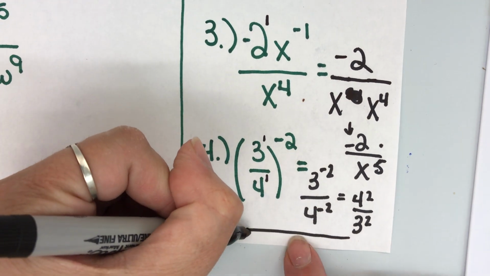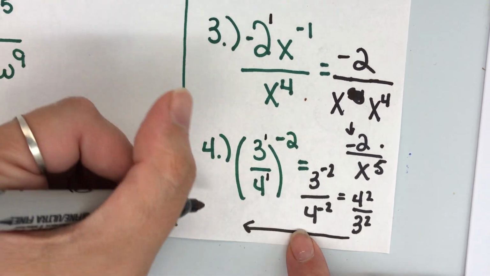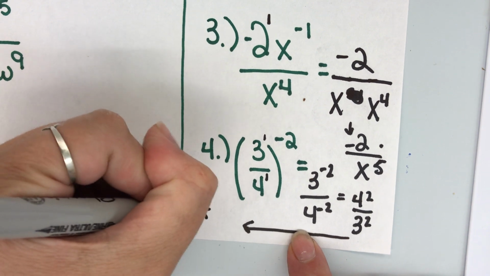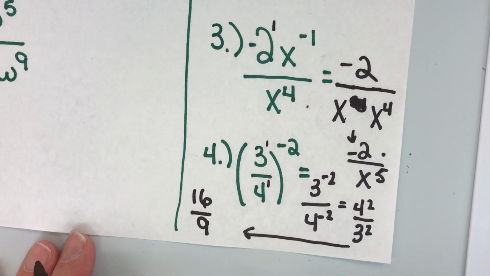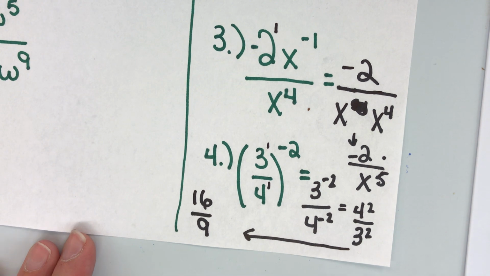And my final answer, if I do the math out and actually square the numbers, I end up getting 16 over 9 because I know 4 squared is 16 and 3 squared is 9.